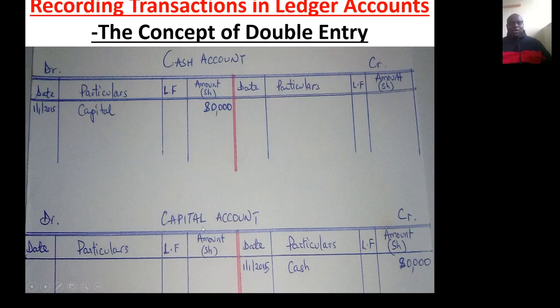The same happens to the corresponding account, that we enter that, but now we'll enter on the credit side to complete the double entry. So the capital account is receiving 80,000 cash. If it was stock, we would have written here stock, or a vehicle we are injecting into the business. So the concept of double entry looks at the accounts that will be debited and the accounts that will be credited for the same transaction, because there's movement of value or money or items.